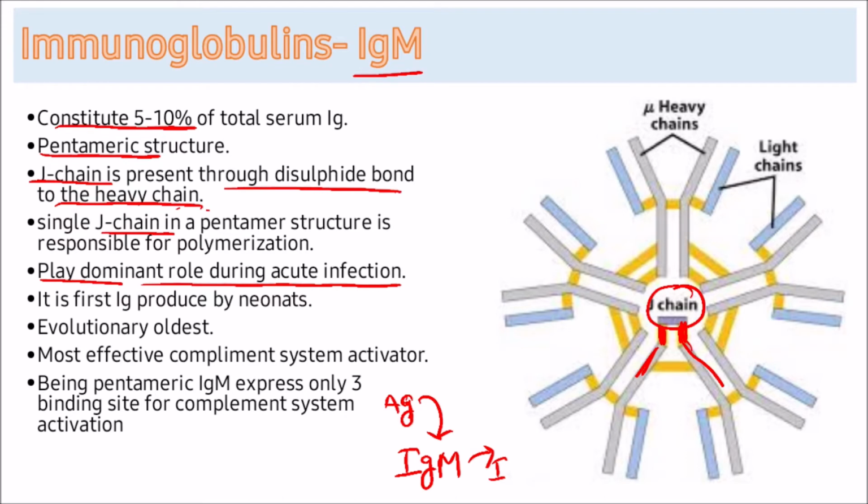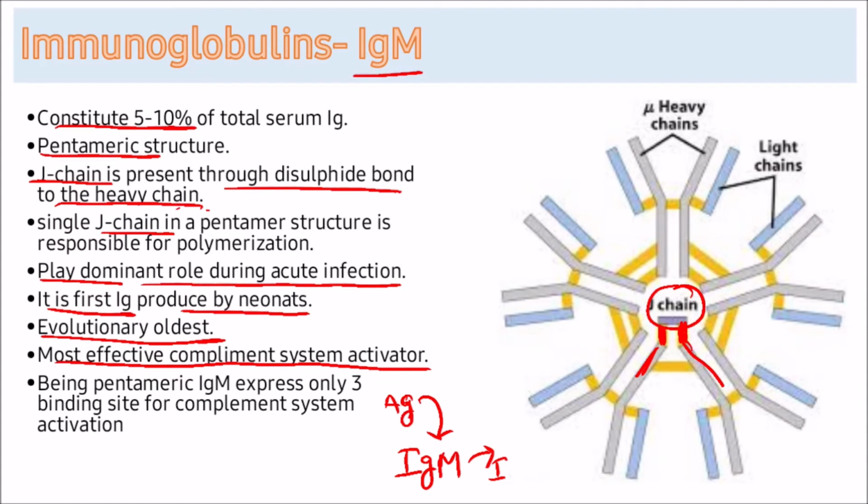Also, it is the first Ig produced by the neonates, that is the infant baby. So it is the first immunoglobulin that is produced by infants. The next point is that it is the evolutionarily oldest also. Next, it is the most effective complement system activator.